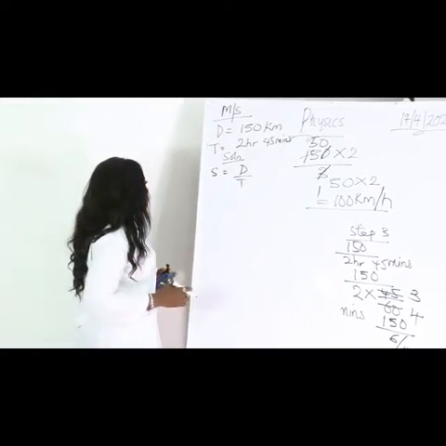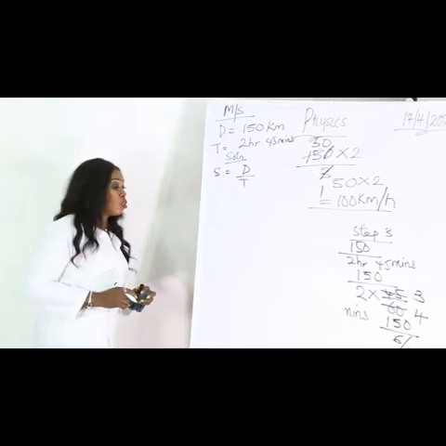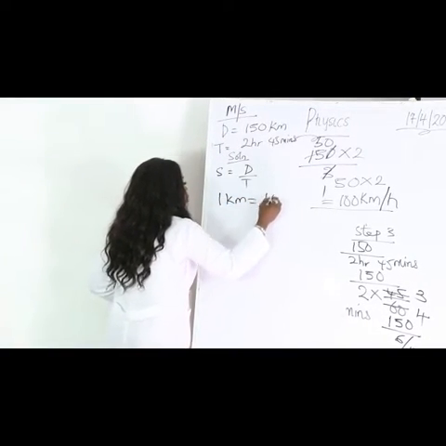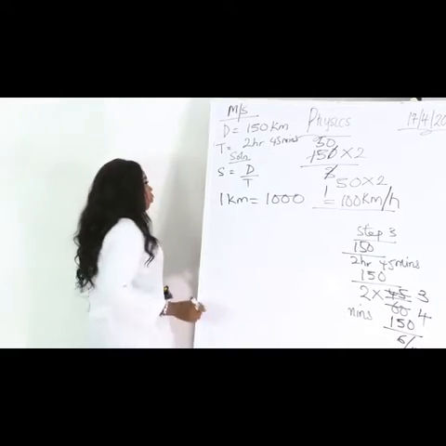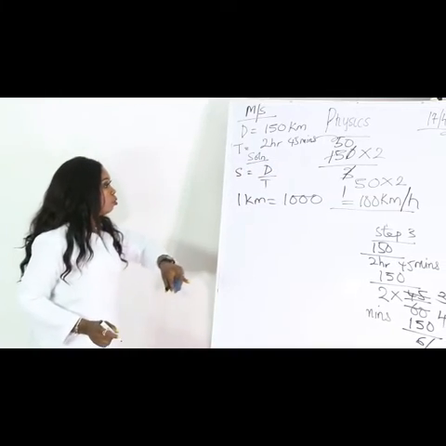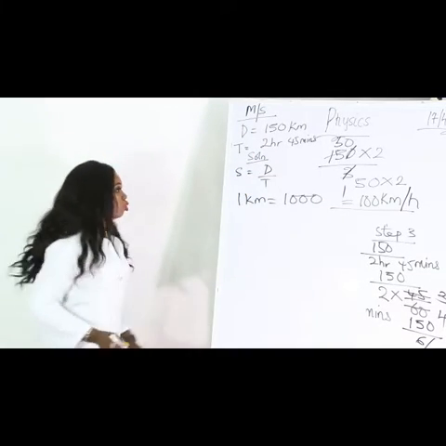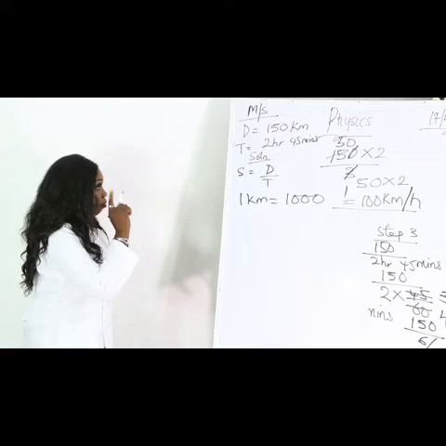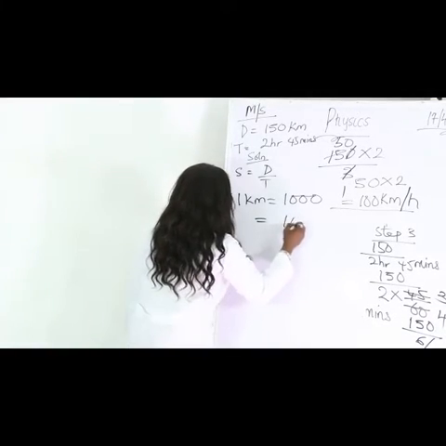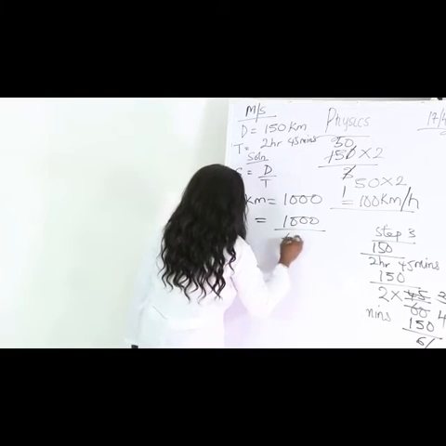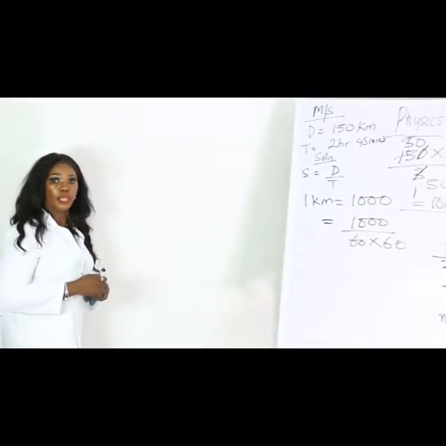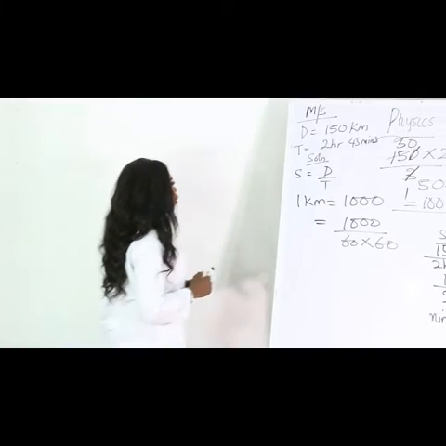Don't forget that 1 kilometer is equivalent to 1,000 meters. And we need to convert from hour to seconds, so we are going to multiply 60 times 60. So we will be having 1,000 all over 60 times 60. You get that?